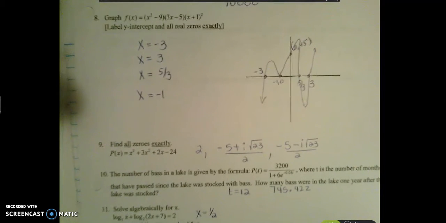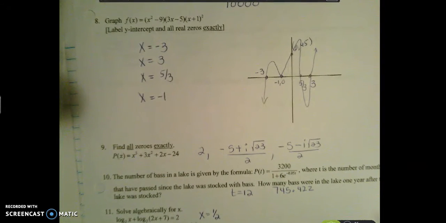Alright, and then we have find all the zeros exactly, so we had to do some factoring, put it in our calculator, and do synthetic division. Here we have a problem with the formula. It says T is the number of months that have passed since the lake was stocked with bass. How many bass are in the lake after the lake was stocked? And so it just gives you some information. I'll show you the work in a second.